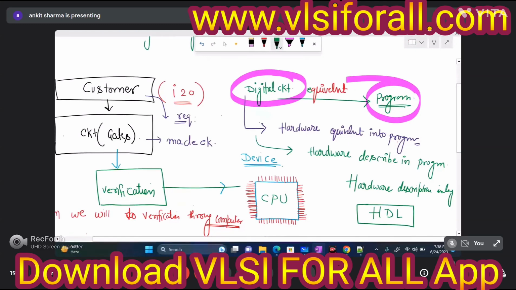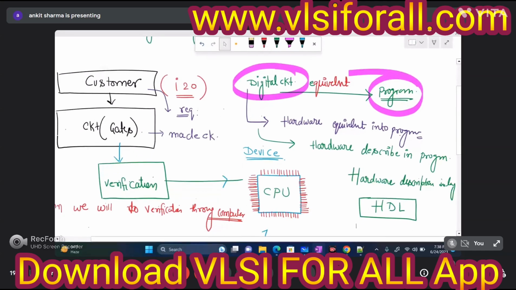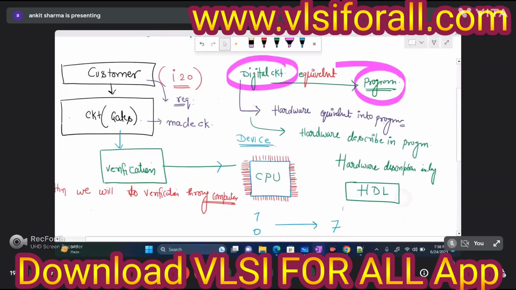So I need a language, and what should be the job of that language? That language can describe a hardware in the form of language. So that means I need an HDL, and that could be a collection of libraries which can do the job of describing hardware in the form of language, and that is nothing but Verilog.